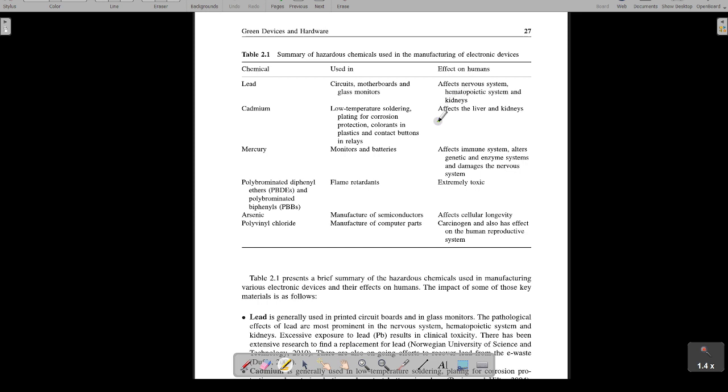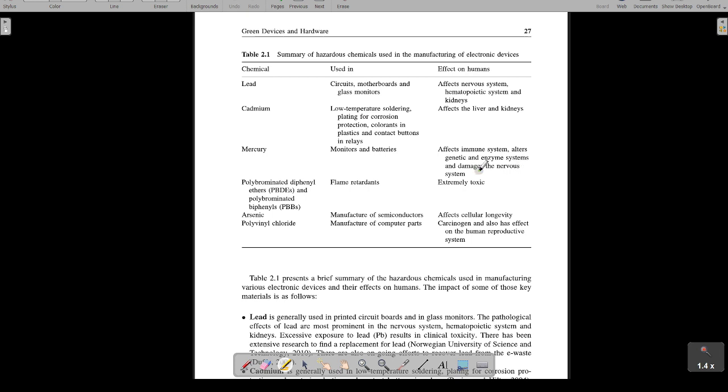The cadmium is used for low temperature soldering, plating for corrosion protection, and it acts as colorant in plastic and contact buttons in relays. So it affects the liver and kidneys. And then the next chemical is about mercury. It is used in monitor manufacturing and batteries. It affects the immune system, alters genetic and enzyme system, and damages the nerve system.